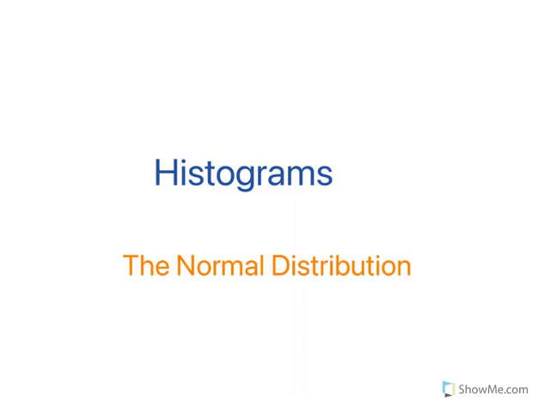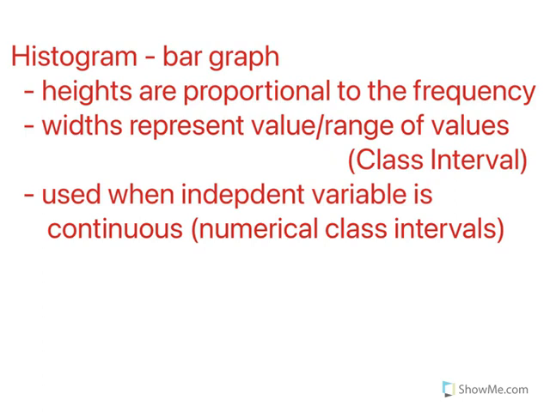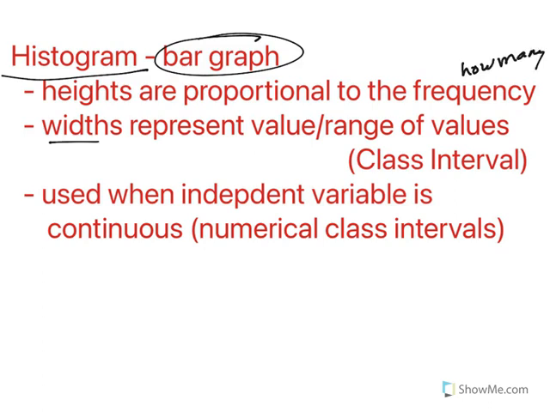Let's talk histograms and the normal distribution. So what we see here is that we're talking about a histogram. Remember that a histogram is just a special type of bar graph. It's when the heights of the bars are proportional to the frequency, right? How many times something shows up. And the widths represent the value or the range of values.